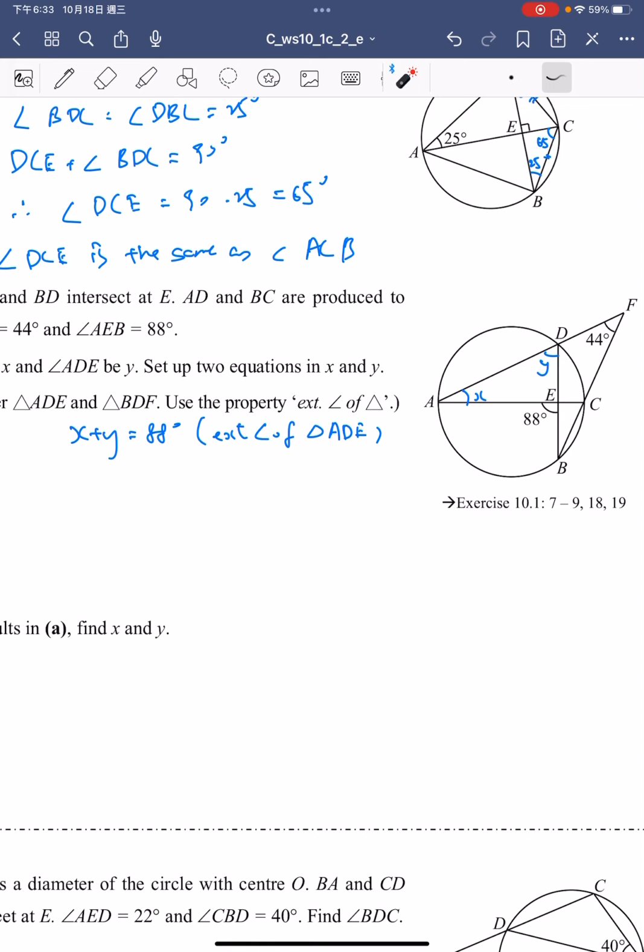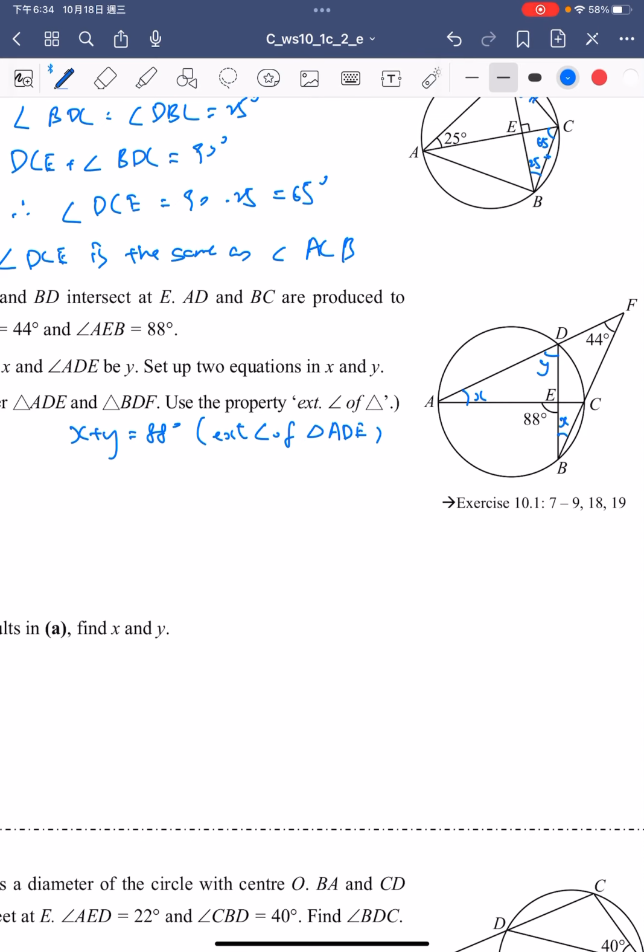For the second equation, we can think about whether there are any other angles with X and Y. First of all, X, this angle DAE, is watching this arc DC, isn't it? So is there any other angle watching DC as well? We can link these two lines to get angle B watching DC as well. So now we can say that angle B is equal to X as well.